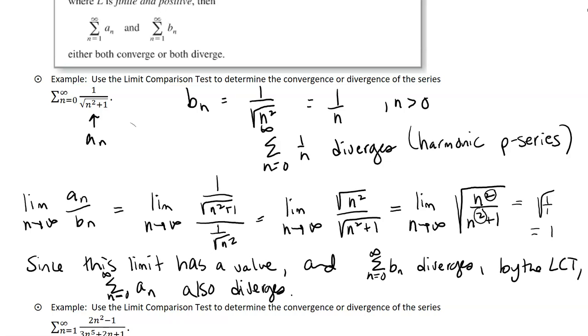And again, all of these pieces are important. We have to establish a b sub n, show whether it converges or diverges based on some of the rules that we already know. We have to find the limit and show that we get an actual finite number here that's positive also, and then we can just use the test.